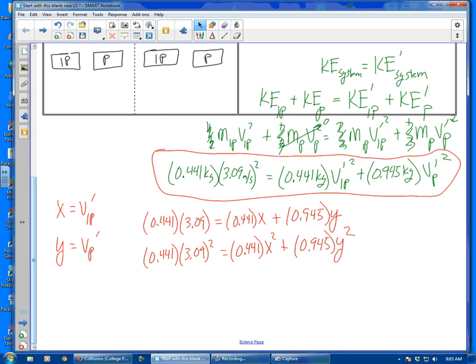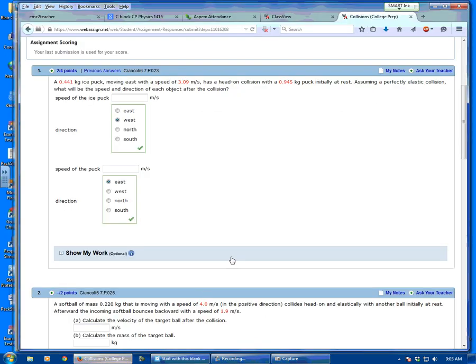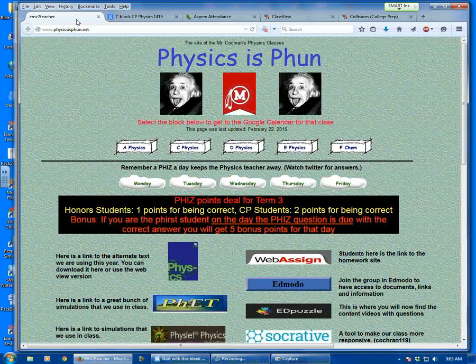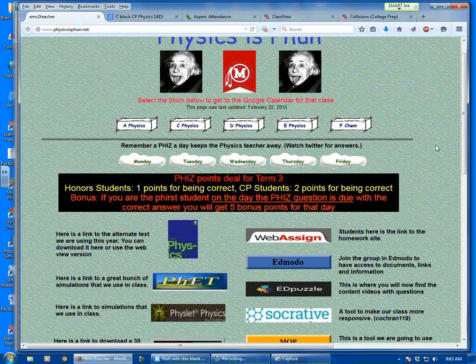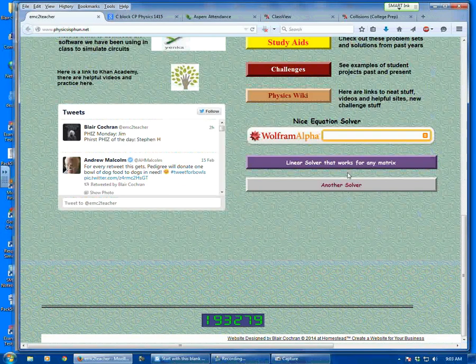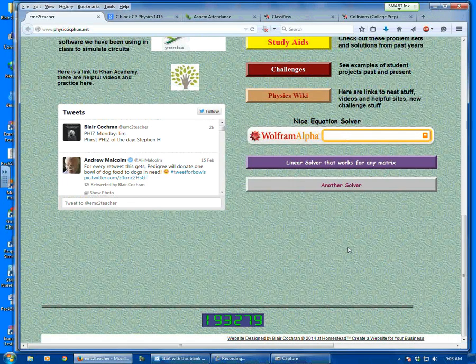Now I can do this with my calculator. I can also do it by, say, solving that first one for x and substituting it in for x in the second one. I could graph and look for intersects. There's lots of different ways I could do this. I'm going to go up to physics is fun and go down to the bottom, and I could put it into either one. But I'm going to use Wolfram just out of personal preference.